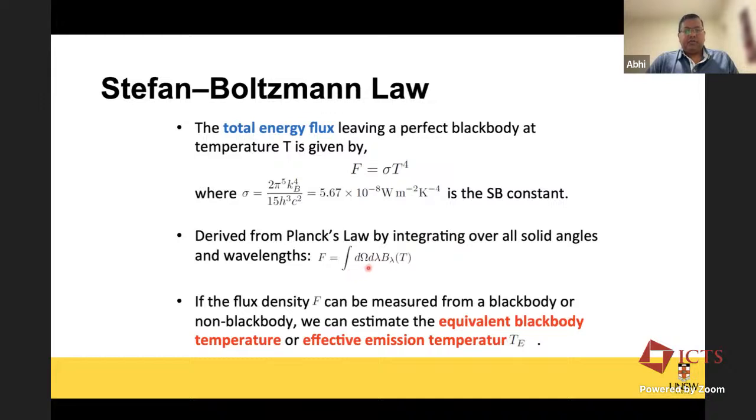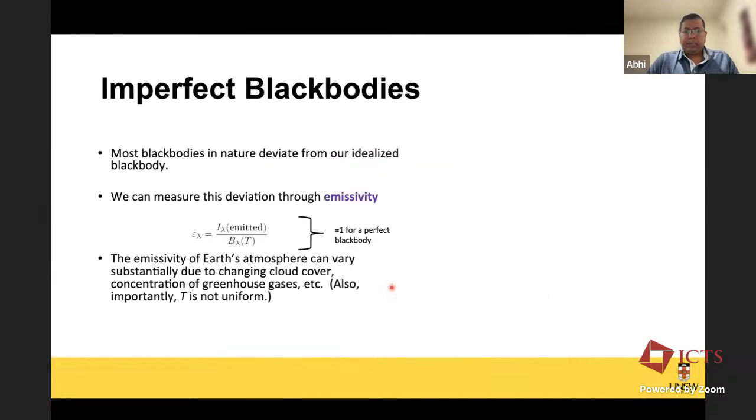So this is the integration over all the wavelengths and solid angles. For example, if the flux density F can be measured from a black body or a non-black body, we can estimate the equivalent black body temperature, or the effective emission temperature TE, using this function.